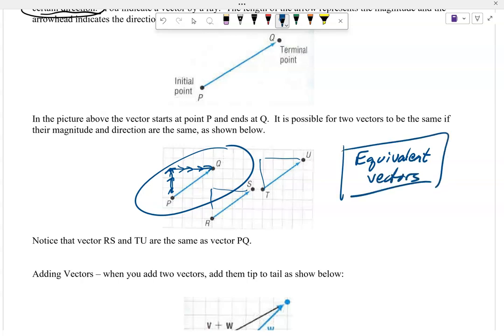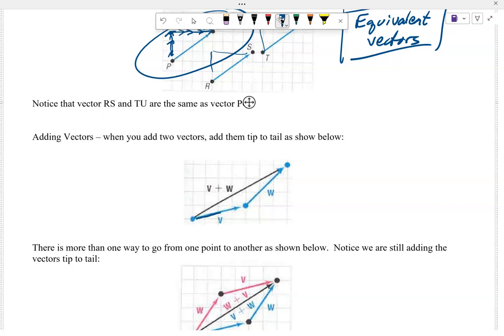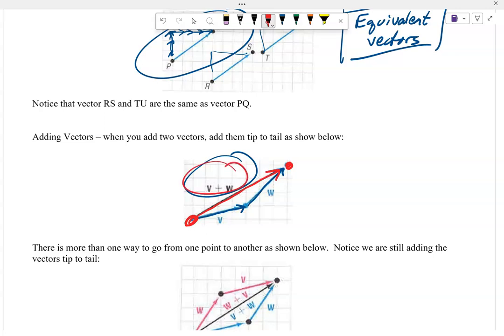You can add vectors, and when you add vectors, you take the starting point of the first vector. See how vector v goes up 1 and right 4, and then vector w goes up 3, right 3. So v plus w will go from the beginning of v to the terminal point of w. So v plus w is right there in red. And that's how you add vectors.